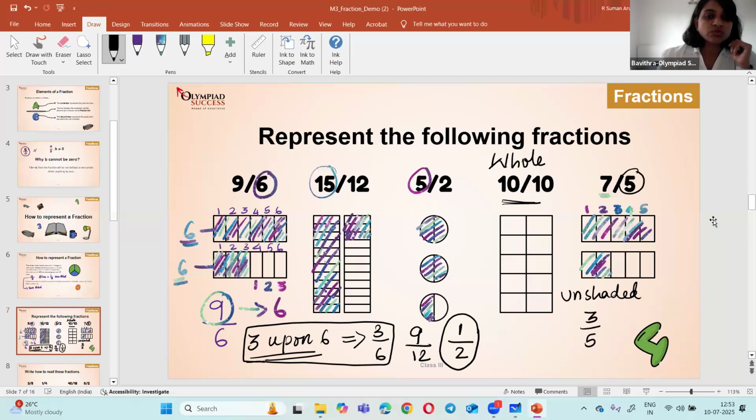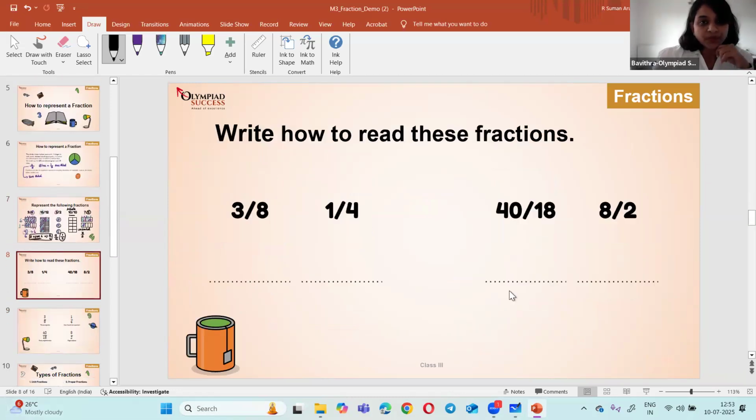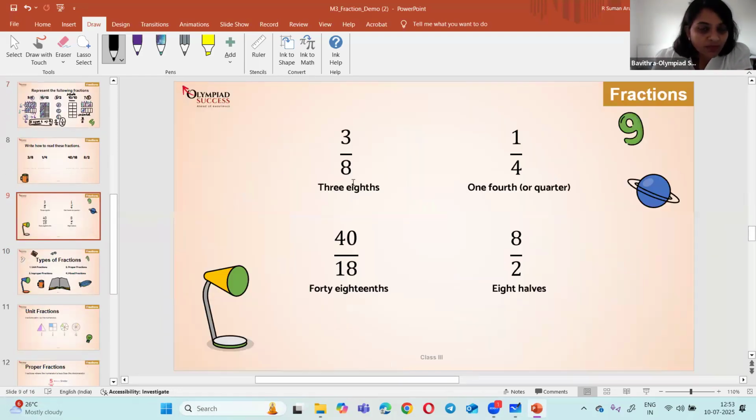So you're clear now how to represent images, shading and unshading based on the fractions. Now see, this is how we are going to learn. So how do we say these fractions? 3/8. Can you see this? This is how we orally communicate fractions. We don't say 3 by 8 or 3 upon 8, we say 3/8. We just say the denominator with the THS, 1/4.